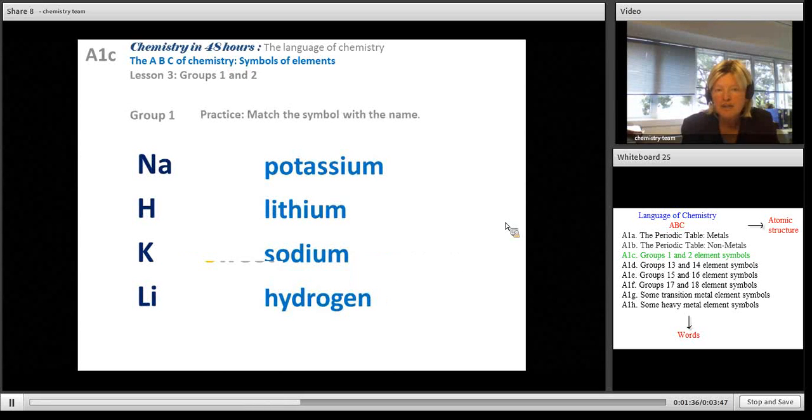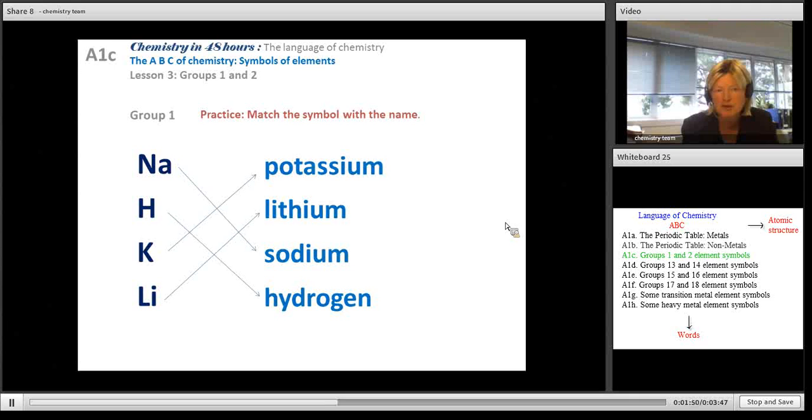Now, quick practice. Can you match the symbol with the name? Pause the video and have a go. Here are the answers. Na sodium, H hydrogen, K potassium, Li lithium. I'm sure you got them right.